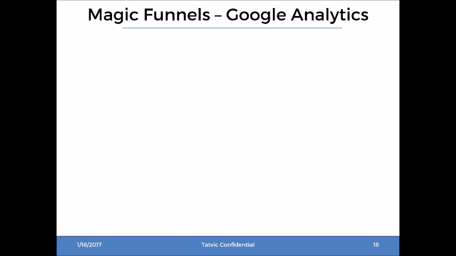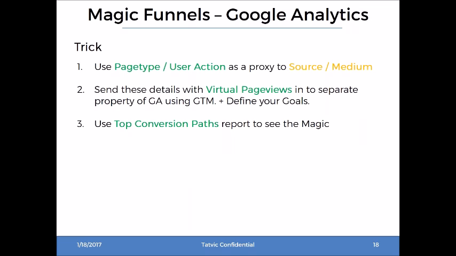Let me share a trick with you that you can use with your tracking. We all know about the dimension called source medium, and what you need to do is to use page type and user actions as a proxy to the source medium, and send these details with virtual page views in a separate property of GA using GTM. Plus you will need to define your goals and then use the top conversion paths report to see your magic funnels.